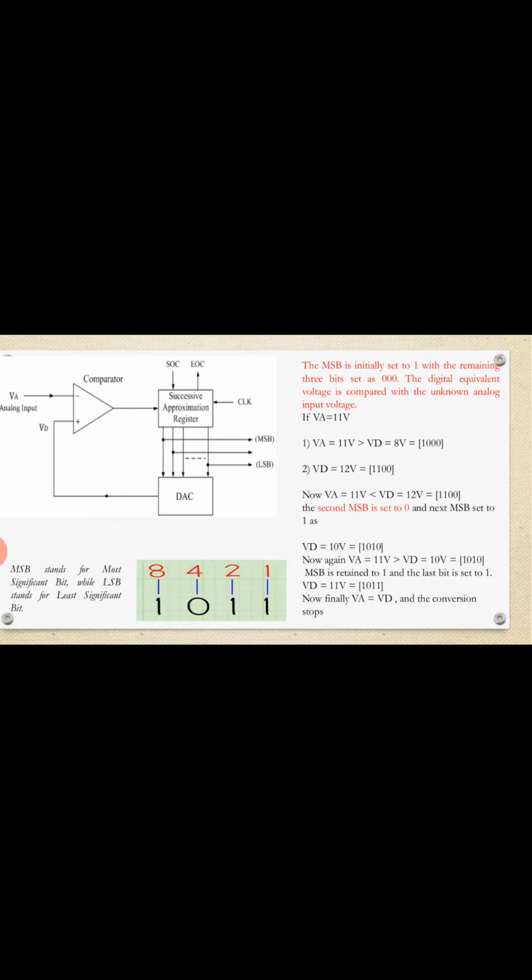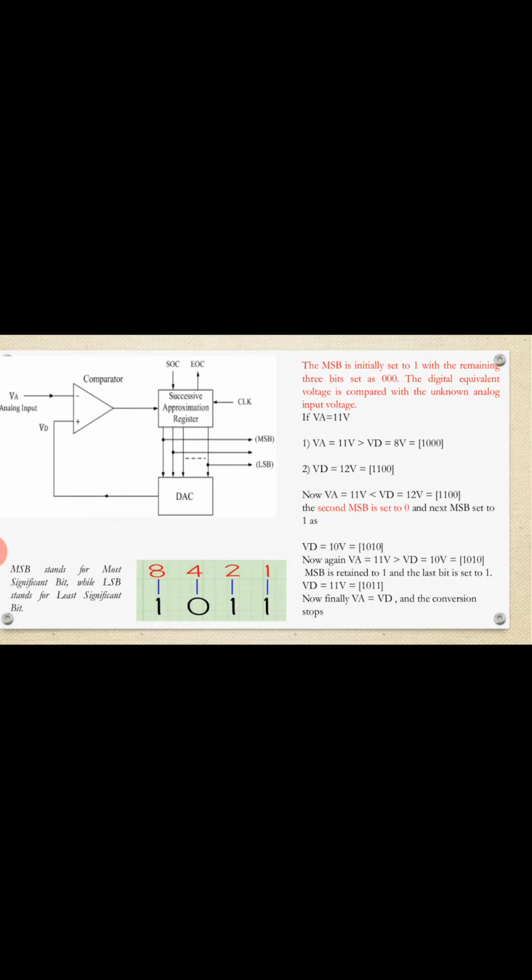Let us assume that the MSB is initially set to 1. Now I am explaining how it works. Assume a 4-bit ADC. If the MSB is set to 1, the remaining 3 bits are 0, 0, 0. So the total becomes 1, 0, 0, 0.